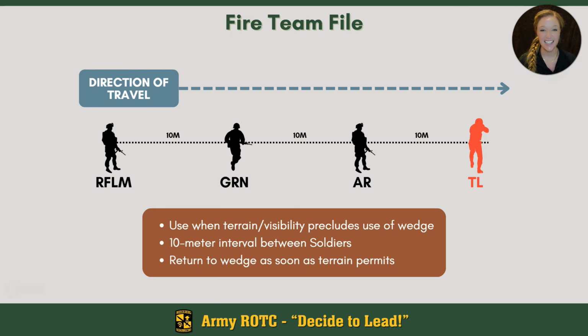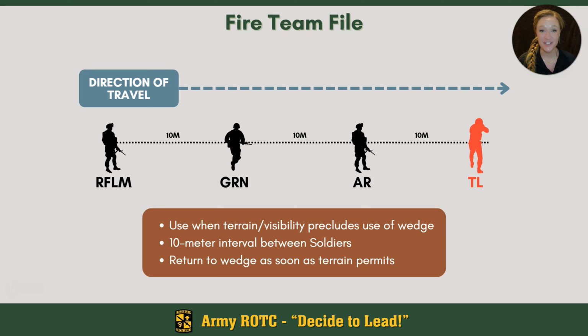And the last thing is, as soon as the terrain allows you to, you should be moving back out into a wedge. You want that dispersion. You want that bigger area of security. Now, we're going to talk about why security is such a factor when it comes to this. But really, we move into a file because it's got the best control. So the only time we want to use this is when visibility is bad, or the vegetation itself has made it impossible.